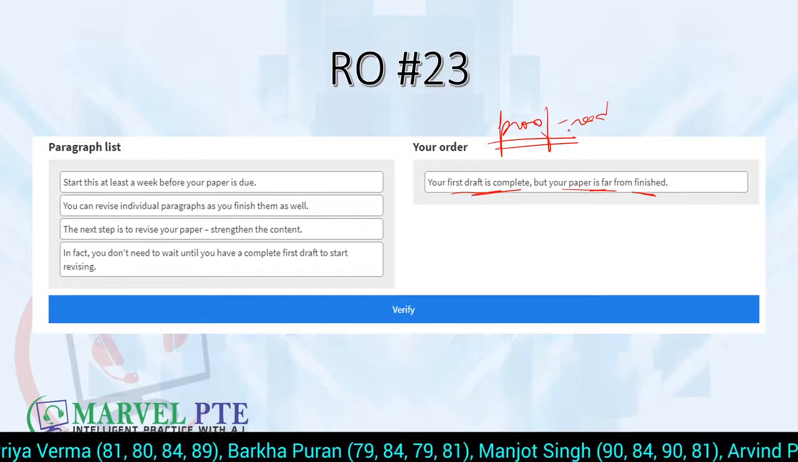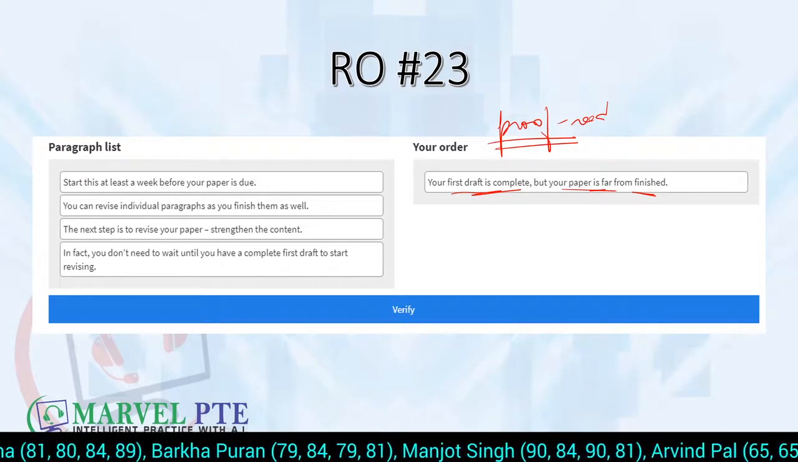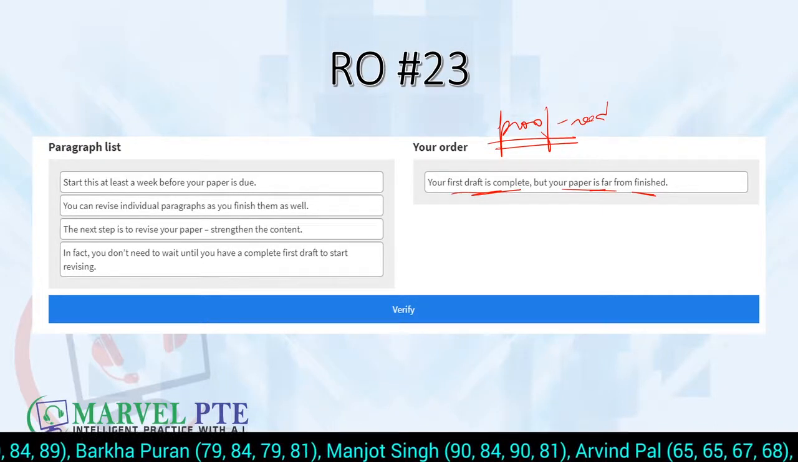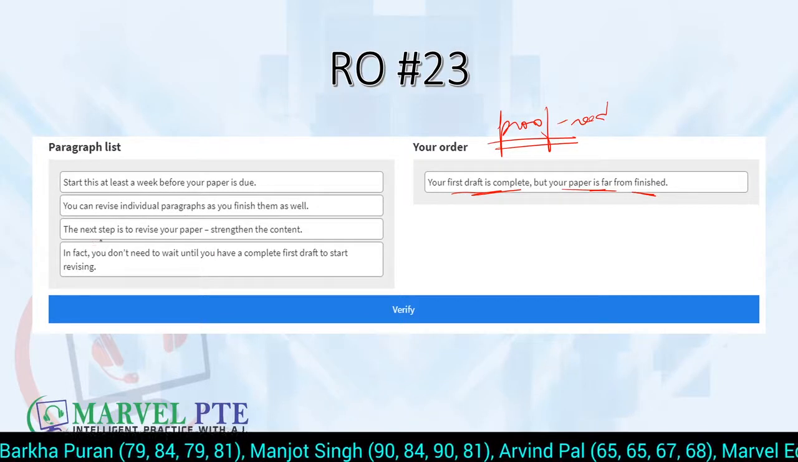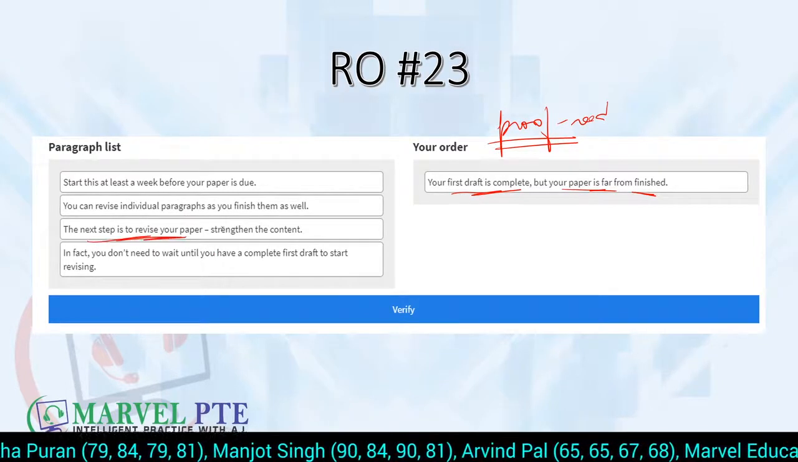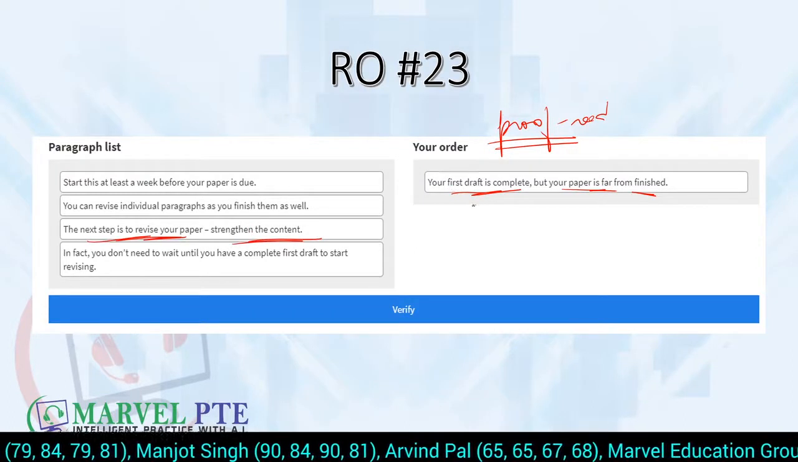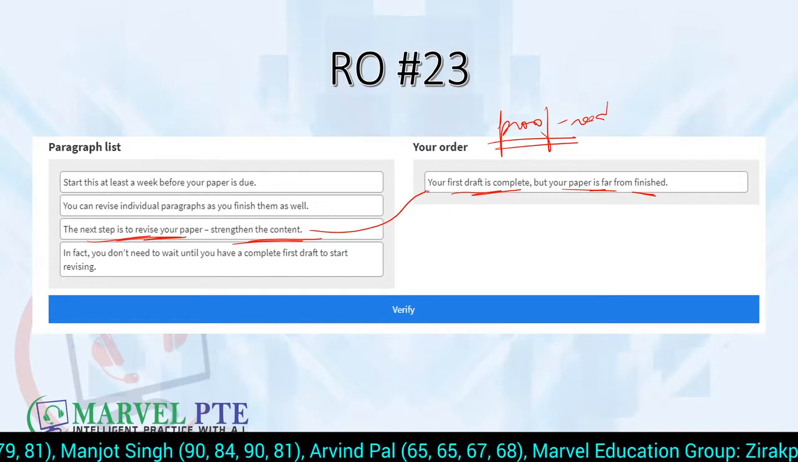Proofread your content, like in IELTS also, in PTEs also. Okay, we understand that you can proofread your content, so that's how you are going to write it. So what is related to proofreading? The next step is revising your paper, strengthen the content. Once your draft is complete, then the next step is this: you should revise your paper or strengthen the content.